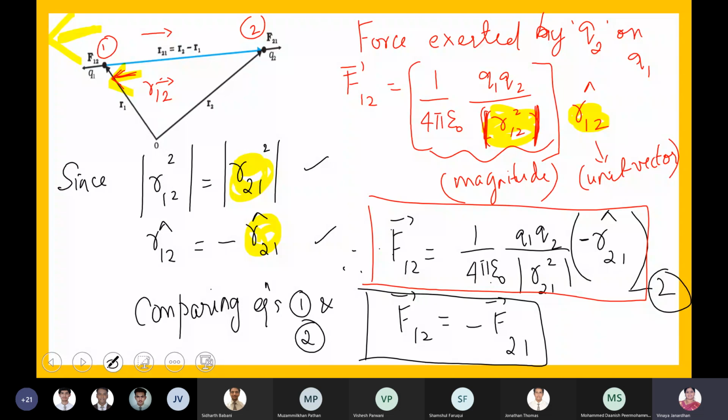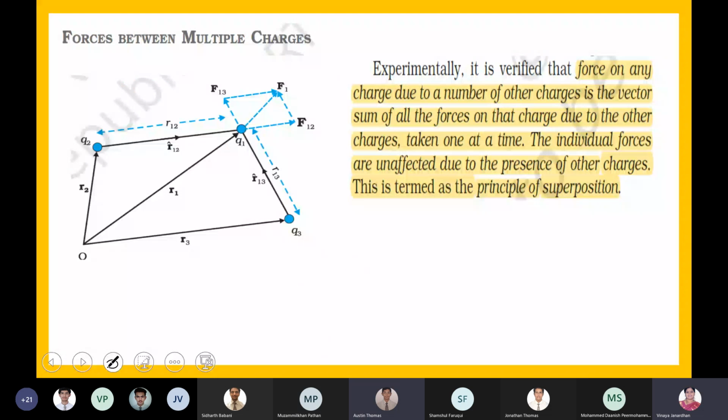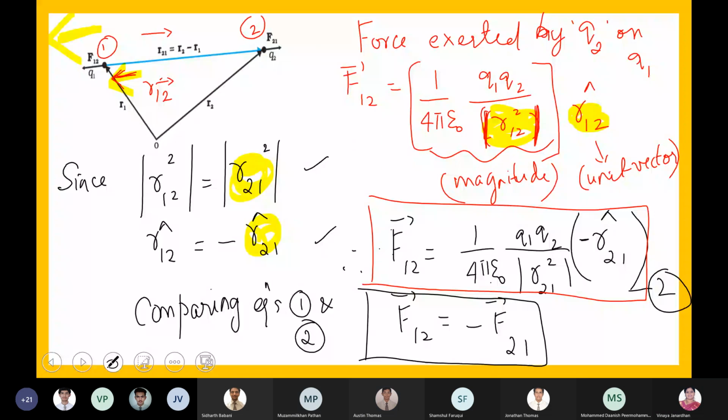Have you all copied this, boys? Yes, ma'am. One second, I'll just take a screenshot. One minute. Should I put the screenshot? Okay, thank you, boys. Shall I go for the next one?